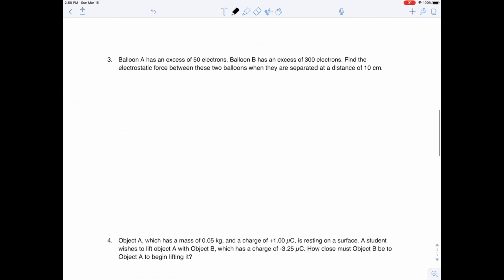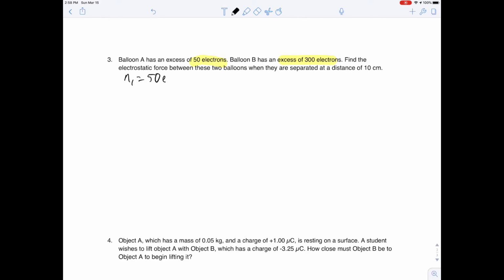Let's do number 3. So I have a balloon A with an excess of 50 electrons and a balloon B with an excess of 300 electrons. Find the electrostatic force between these two balloons when they are separated by a distance of 10 centimeters. So here you go. You have to ask yourself, what did they actually give me? Did they give me Q? Actually, no. They gave me the number of electrons.